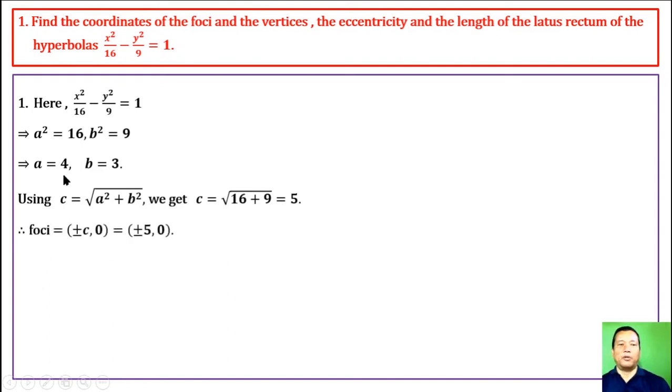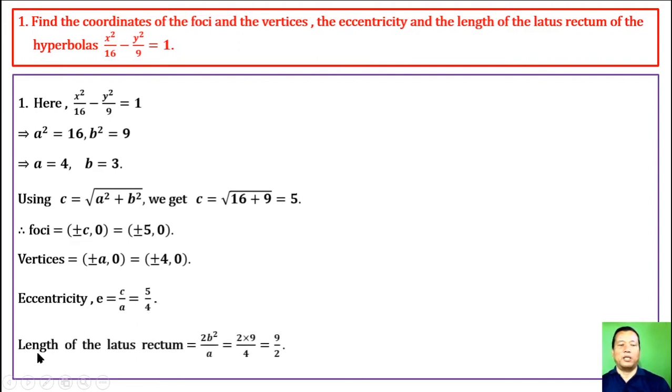Therefore, the foci for the above equation are plus minus c, 0. c is 5, we get this. Vertices are plus minus a, 0, whose values are plus minus 4, 0. Eccentricity is obtained when c is divided by a, that is 5 by 4. The length of the latus rectum is twice b square by a. b square is 9, a is 4, we get 9 by 2.